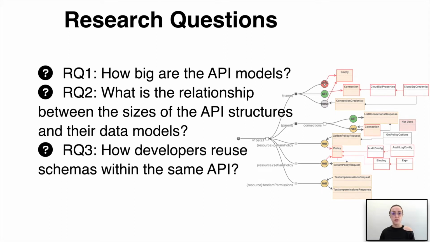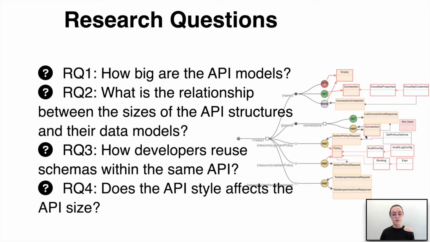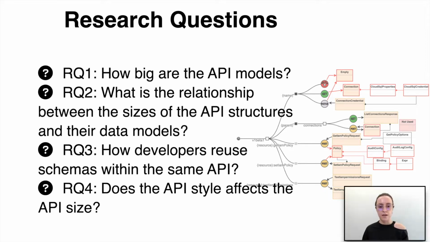Another question is mainly related to the data models of the APIs. Is there any reuse of data schemas within the same API? And finally, to avoid overgeneralization and see how the answers of the previous questions are affected by the API style, we segmented our dataset focused on each subset of APIs sharing the same structural style. We then performed the same analysis on each of the segments of the dataset.